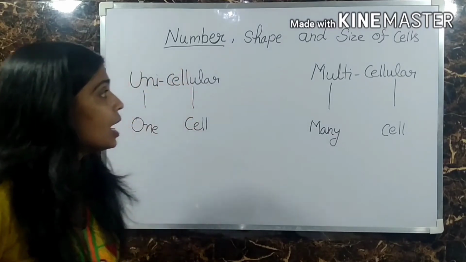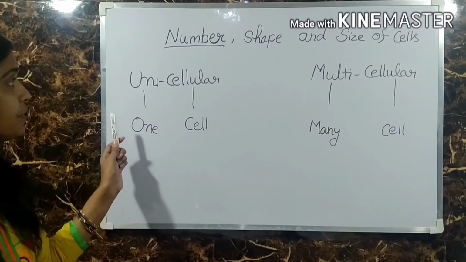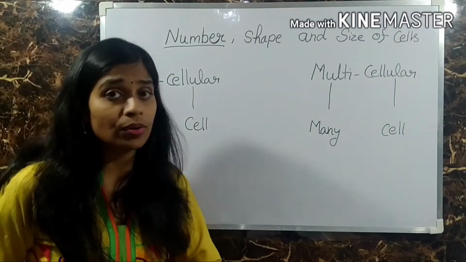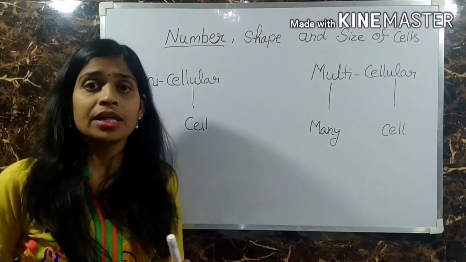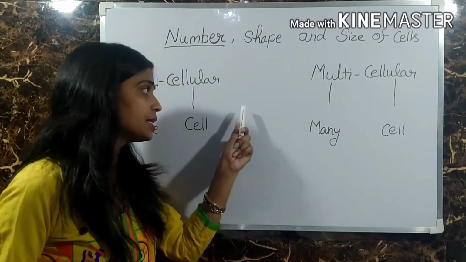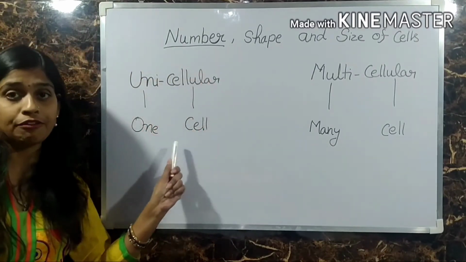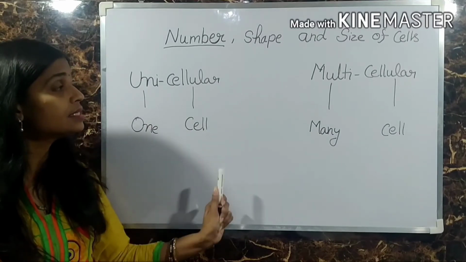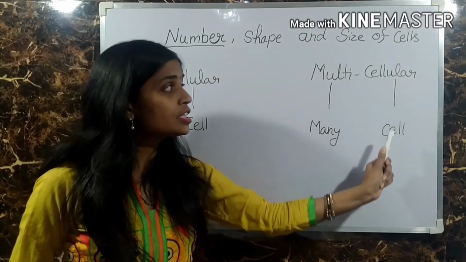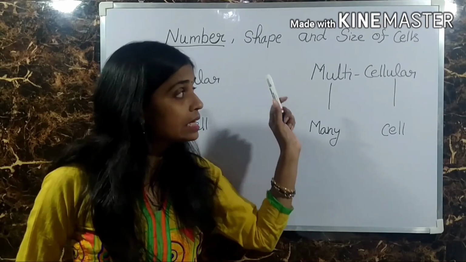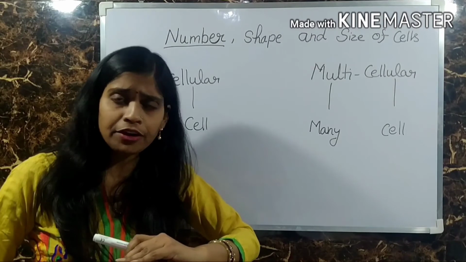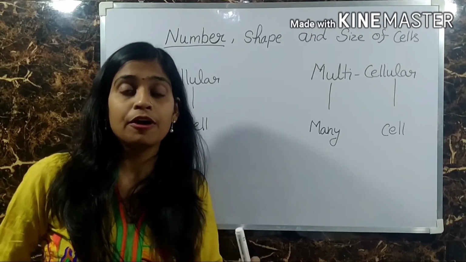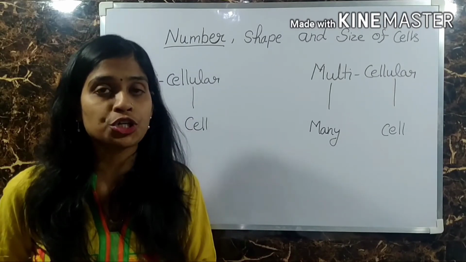intact. Another difference between unicellular and multicellular organisms is that the whole life activities in a unicellular organism are performed by the single cell. But in the multicellular organism, there is a division of labor, meaning different cells are defined for different functions in the body.